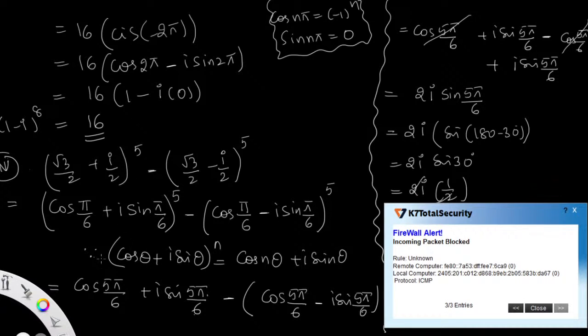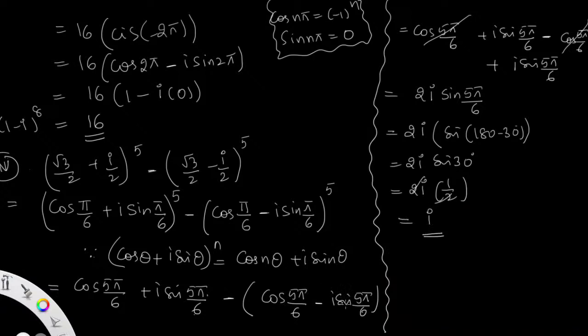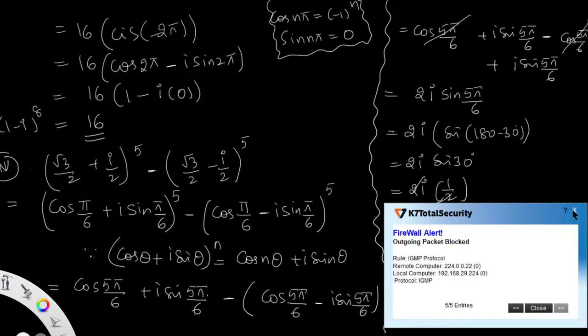So 5 inside of the join with its argument, plus i sin 5π/6, minus cos 5π/6 minus i sin 5π/6, and bracket open cos 5π/6 plus i sin 5π/6 bracket open minus, and this has to be plus. Then the cos terms will get cancelled, and you get sin terms only: 2i sin 5π/6, which is nothing but sin 150°, so sin 30° becomes 1/2, the 2 cancels, and you get the value i. That's all. This is the first bit of the question.